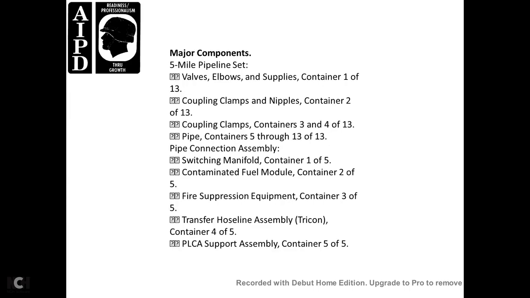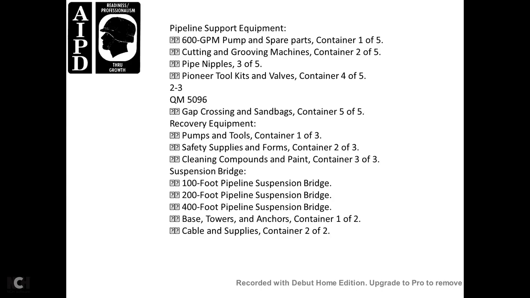Major components: 5-mile pipeline set, valves, elbows, and supplies, container 1 of 13; couple clamps and nipples, container 2 of 13; coupling clamps, containers 3 and 4 of 13; and pipe, containers 5 through 13 of 13; pipe connection assembly. Switch manifold, container 1 of 5; contaminated fuel module, container 2 of 5; fire suppression equipment, container 3 of 5; transfer hose line tricon, container 4 of 5; PLCA support assembly, container 5 of 5. Pipeline support equipment: 600-gallon pump with spare parts, container 1 of 5; cutting and grooving machines for pipe and nipples, container 2 of 5; Pioneer tool kits, container 4 of 5; gap crossing sandbags, container 5 of 5.